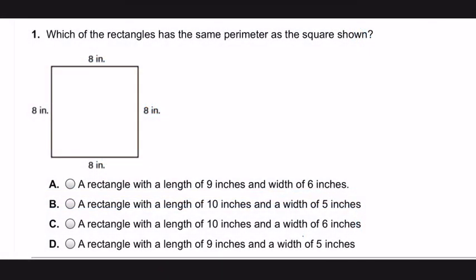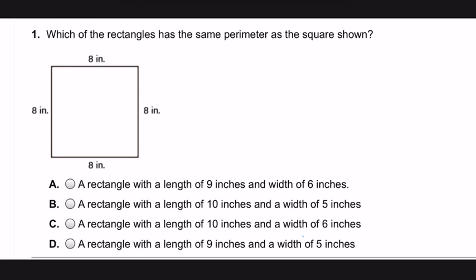Question number 1. Which of the rectangles has the same perimeter as the square shown? So, we need to find the perimeter first. We need to find the perimeter of the square and then the perimeter of each rectangle, and then we compare and see which rectangle has the same perimeter as the square.